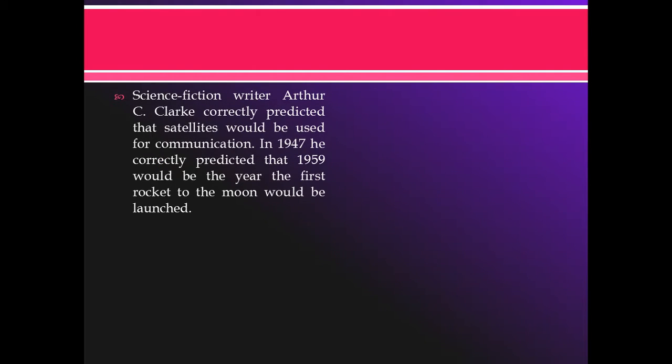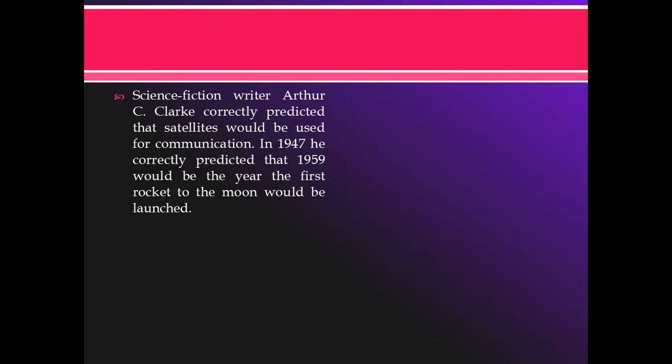This is another example. Science fiction writer Arthur C. Clarke correctly predicted that satellites would be used for communication. In 1947, he correctly predicted that 1959 would be the year the first rocket to the moon would be launched.